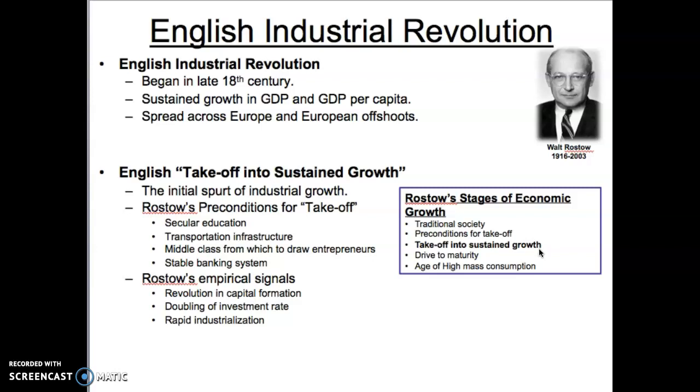But then that continued through World War II, and we get this drive to maturity. And after World War II, we start to see the age of high mass consumption, which has continued ever since. So this is very consistent with the history that we've seen in our own country, and it's probably a result of the high levels of productivity that come from industrialization leading to the ability to consume a lot. So it's a byproduct of enhanced GDP.